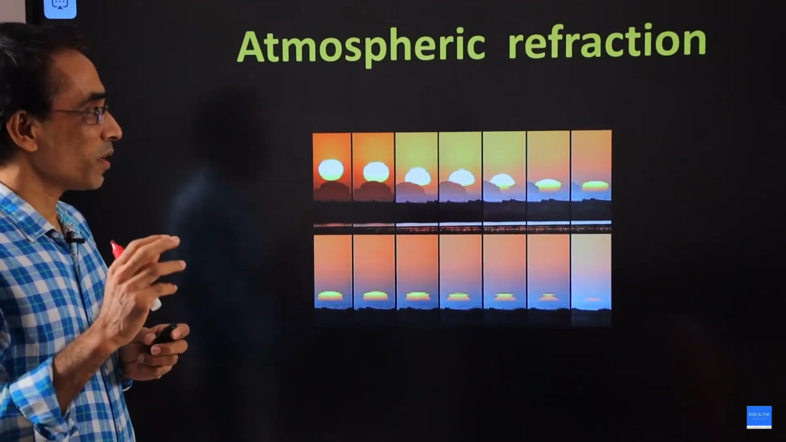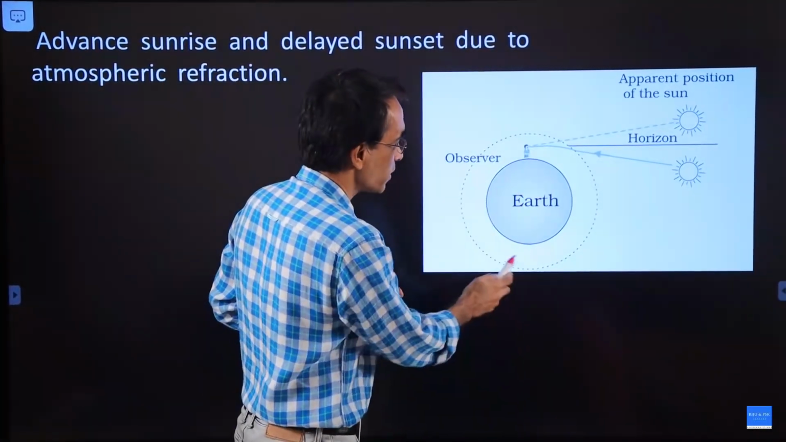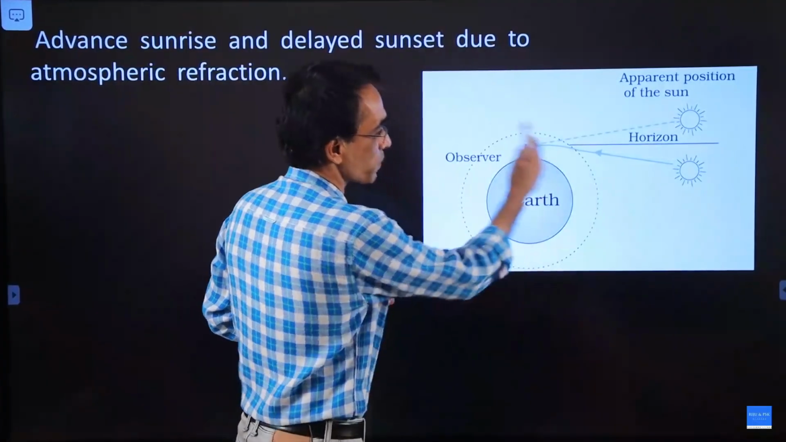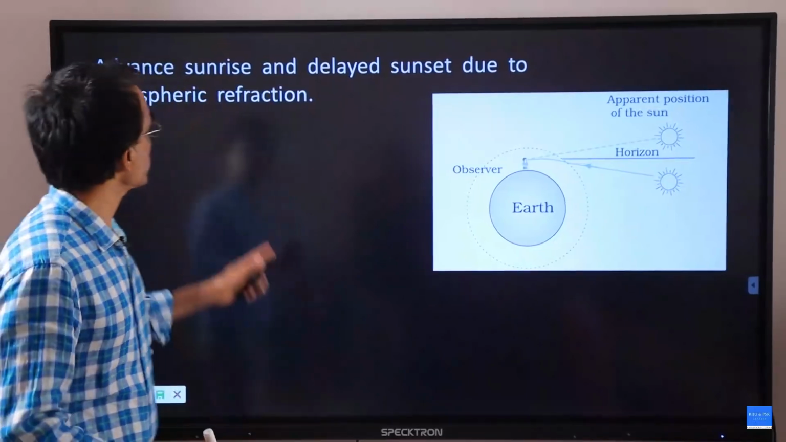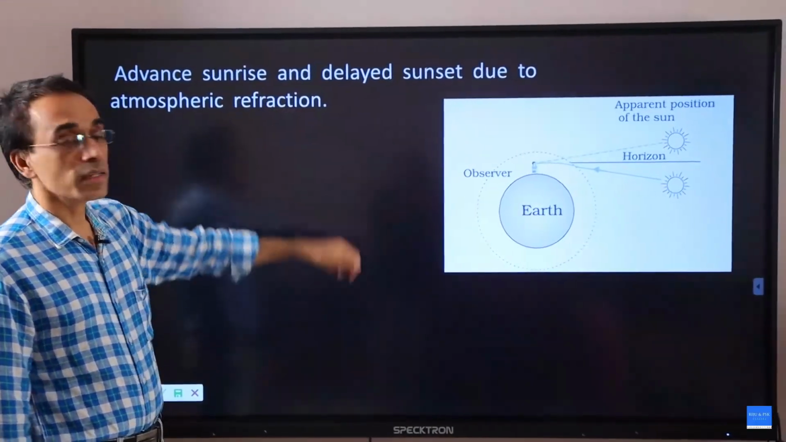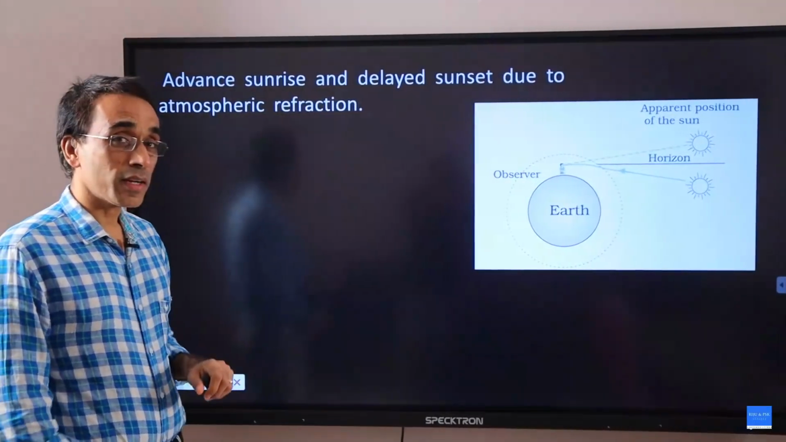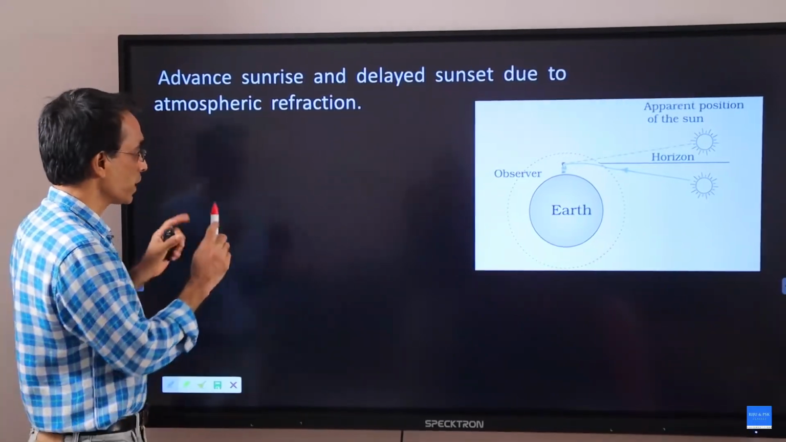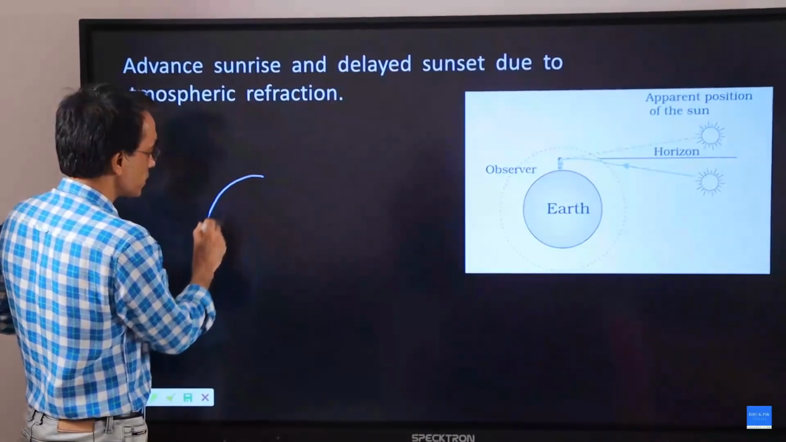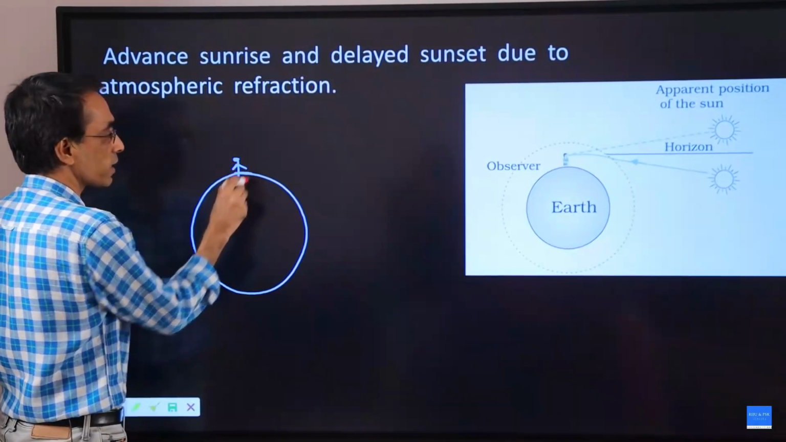Now this diagram gives you Earth and this is the atmosphere. In atmospheric refraction, our topic of interest is advanced sunrise and delayed sunset. Okay, but before that let us understand the mechanism of sunset and sunrise. Okay, listen, this is Earth and there is a person standing here.